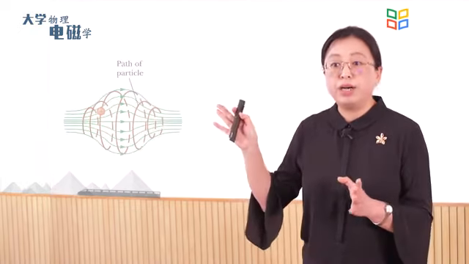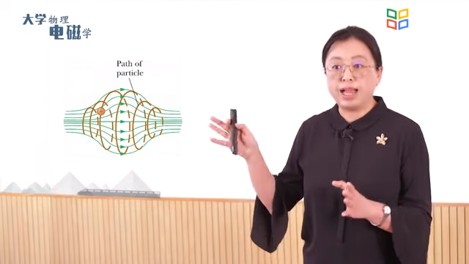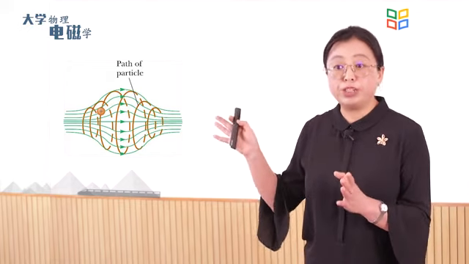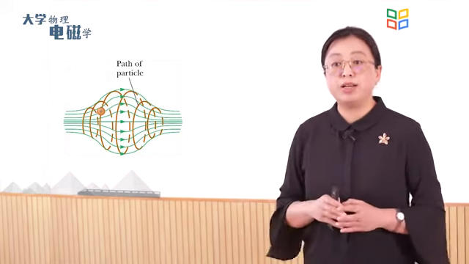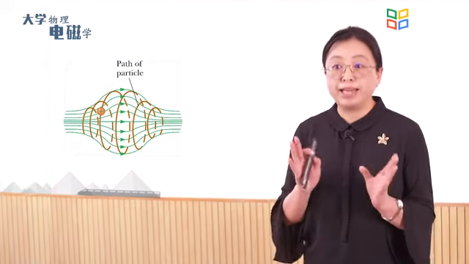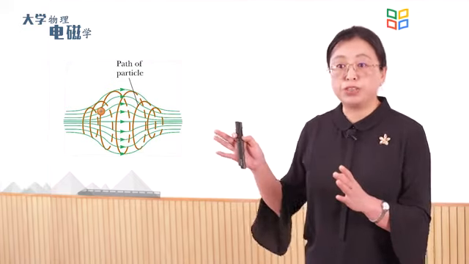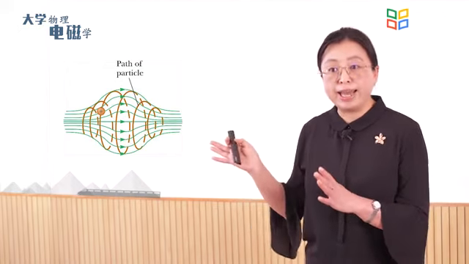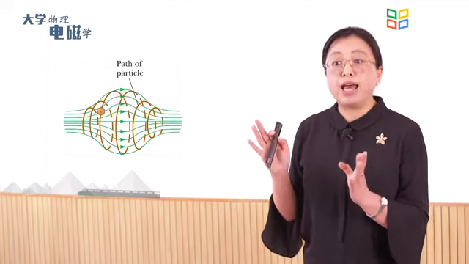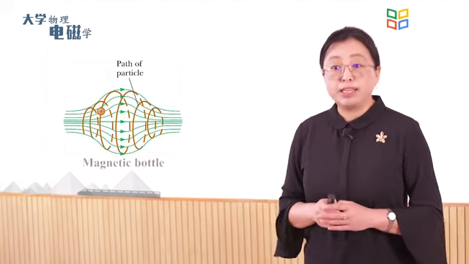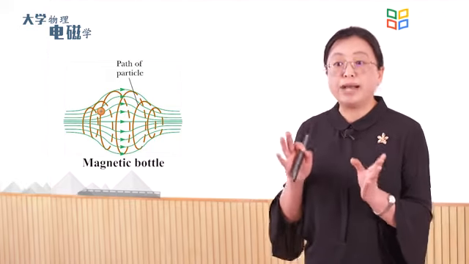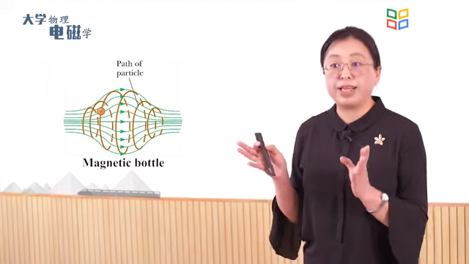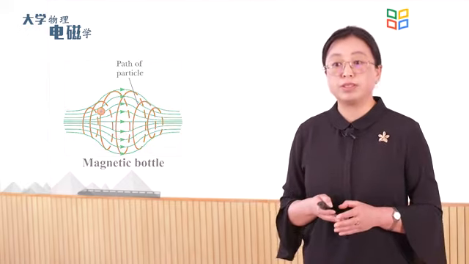For example, a magnetic field is strong at the two ends and weak in the middle region as shown in the figure. Under the action of the magnetic force, the charged particles would spiral repeatedly from one end to the other and back. This configuration is called a magnetic bottle because charged particles can be trapped within the field.